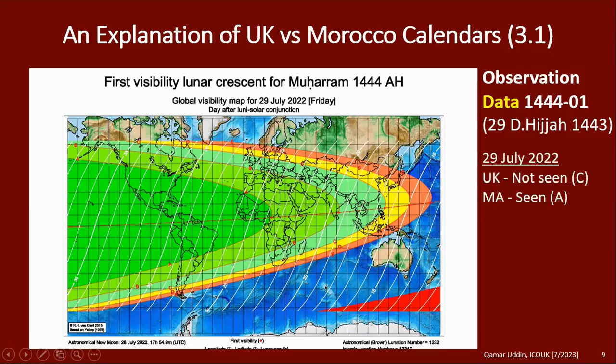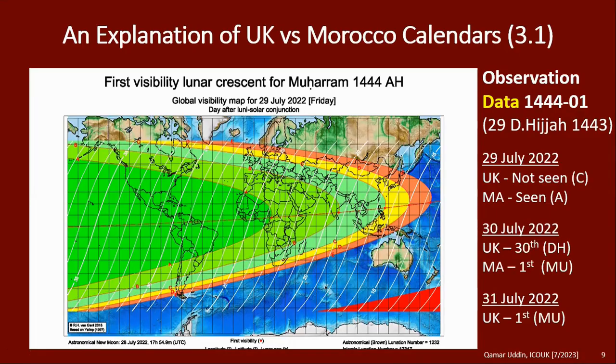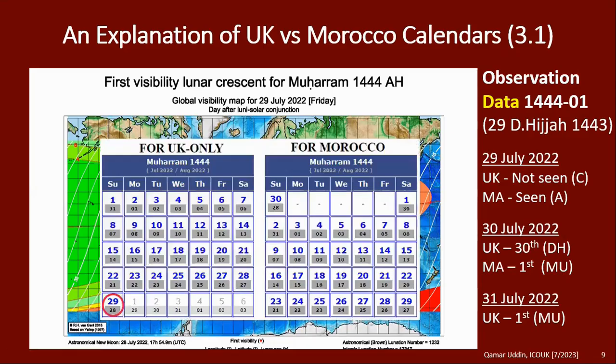So I've already explained that on 29 July, the UK moon was not seen, but Morocco was seen. So on 30th July, UK became 30 and Morocco became first. Okay, 31st July, UK became first of Muharram because we completed 30 days. And using that information, we can use the calendar. So first of Muharram for the UK in 1444 was 31st of July. But first of Muharram in Morocco was a day before.